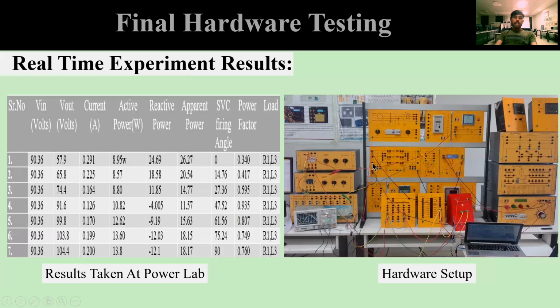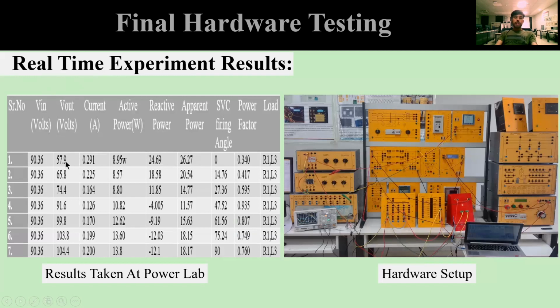After testing it successfully, we have achieved the following results. As you can see, we have applied 90 volts, and this column shows the output voltages. At the start, you can see that our inductor was switched on, so it was decreasing the power factor, and due to this the output voltage is very low.